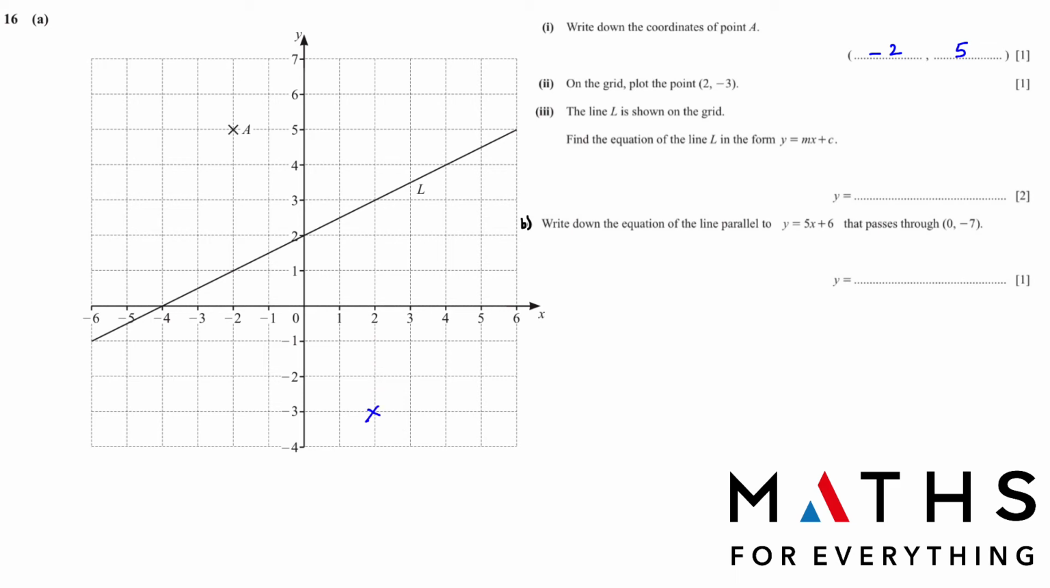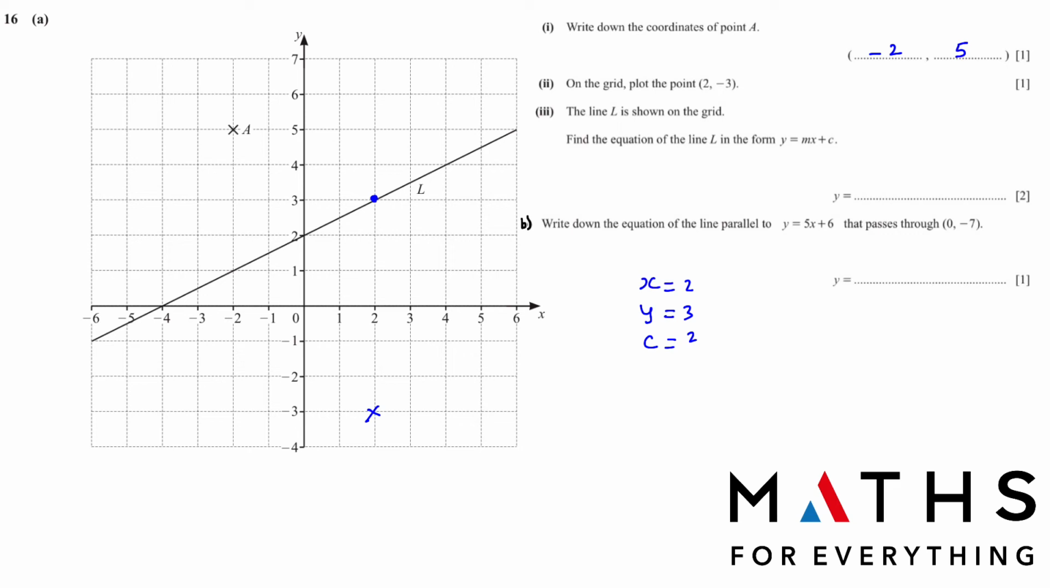This is the point. Next, we have the line L shown on the grid. Find the equation of the line L in the form y equals mx plus c. C is our y-intercept, the y value where it cuts the y-axis. So we have that. It is 2. And choose any one point that you want. I'm choosing (2, 3). It should be on the line. So my x is 2, y is 3, and my c is 2.